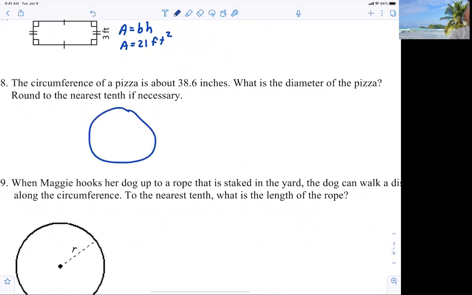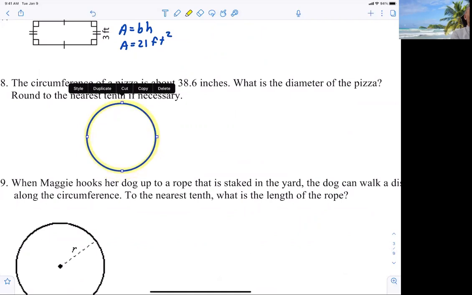Okay, Jackson. All right, read number 8 to me. Right, so here's my pizza. All the way around is 38.6. So what am I doing? To find the diameter. What's the formula for circumference, bud?